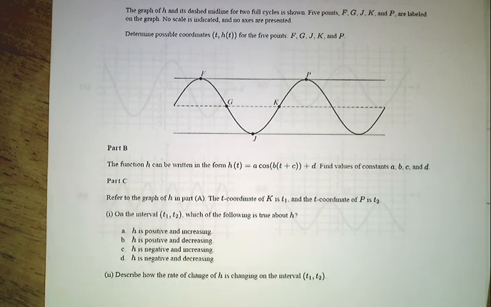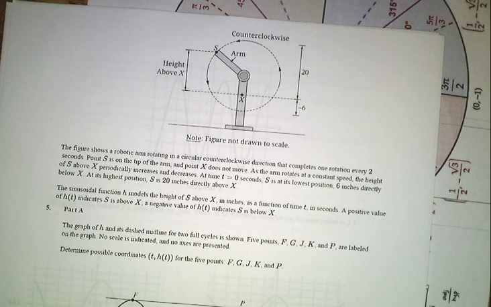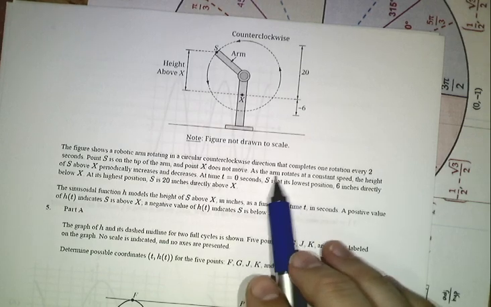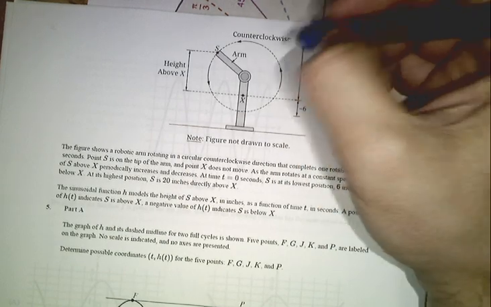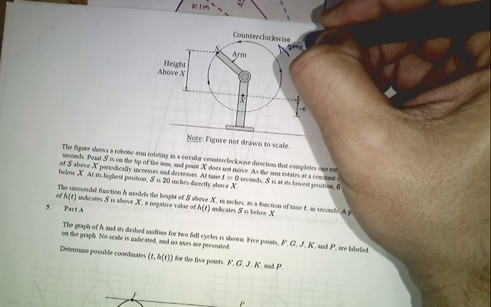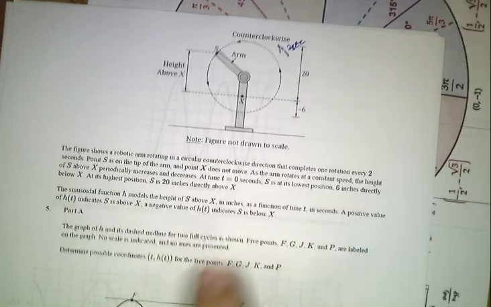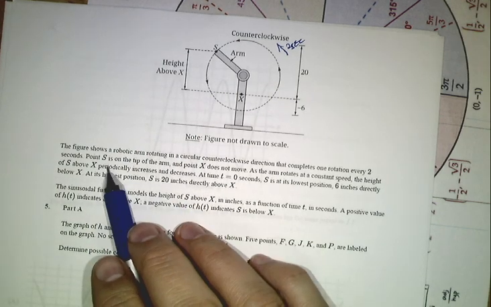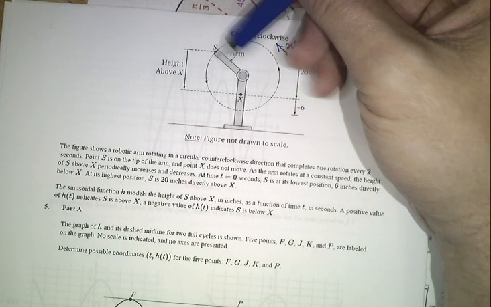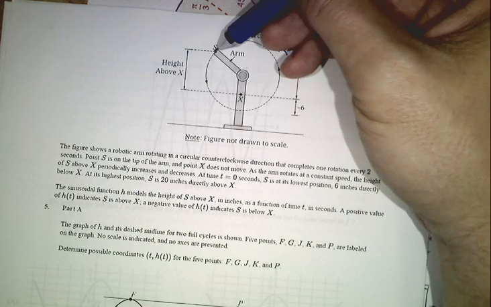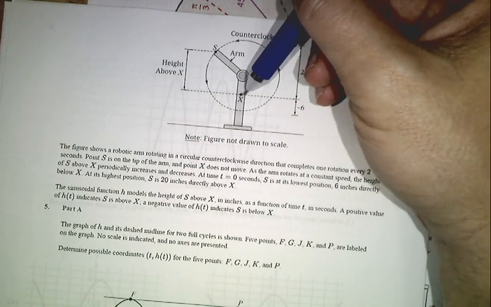Okay, next page. Okay, a lot of stuff going on here. The figure shows a robotic arm rotating in a circular counterclockwise direction that completes one rotation every 2 seconds. So one lap is every 2 seconds. So we can draw on here, going around takes 2 seconds. Point S, this point here, is at the tip of the arm, and point X does not move. So this is the one that moves, this point is stationary.